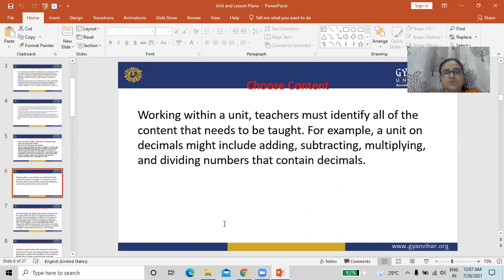Second step, choose content. Working within a unit, teacher must identify all of the content that need to be taught. For example, a unit on the decimal might include adding, subtracting, multiplying, and dividing number that contain decimals.